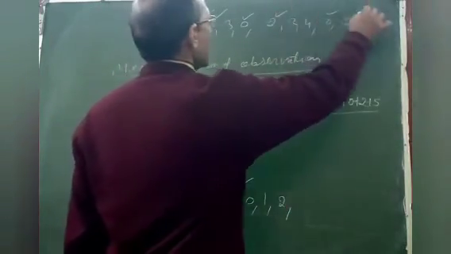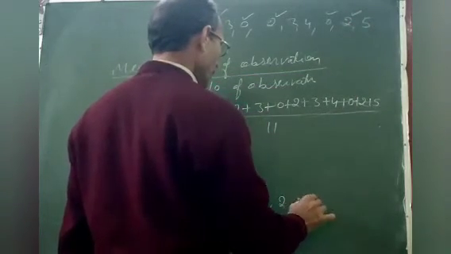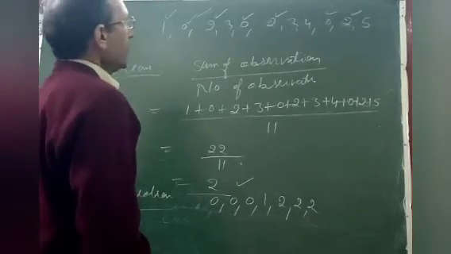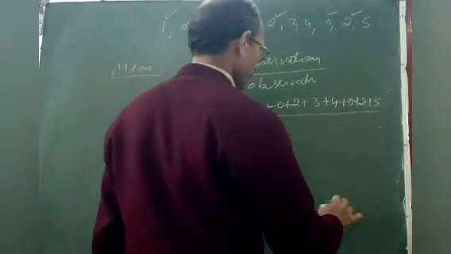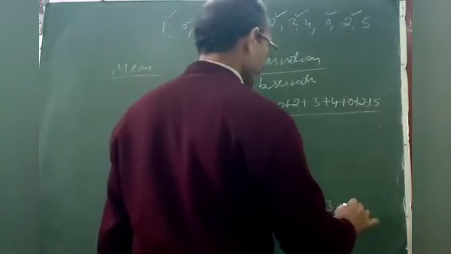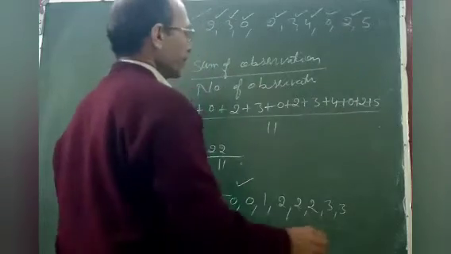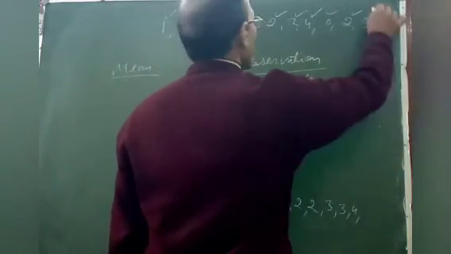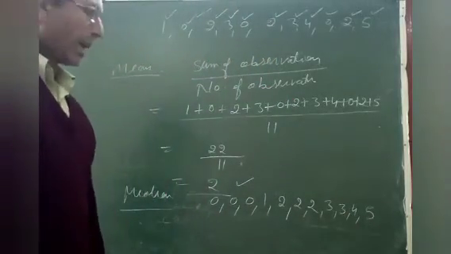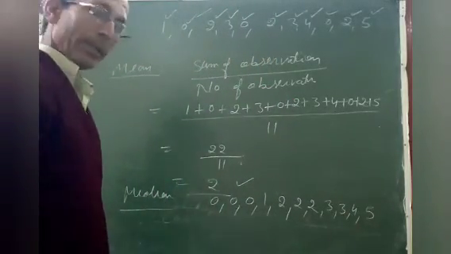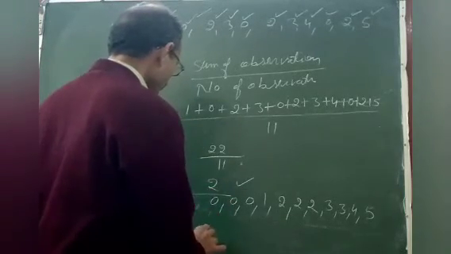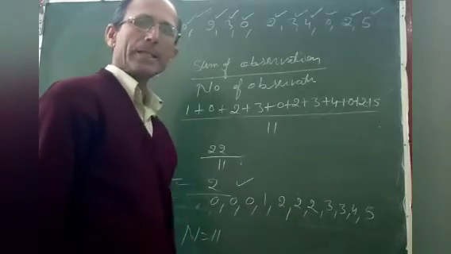How many 2 are there? 3 twos are there. Now after 2, 3, then again 3, then 4, 5. So write in ascending order. Now after writing in ascending order, count how many are there. N is 11.